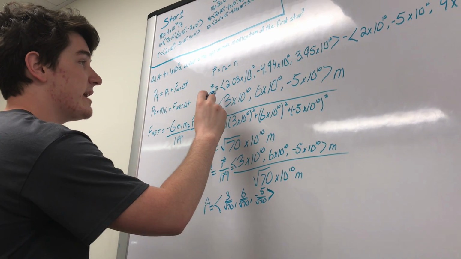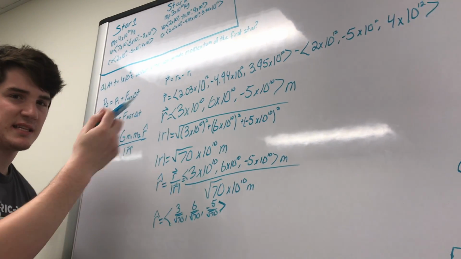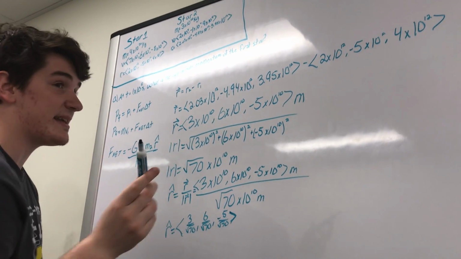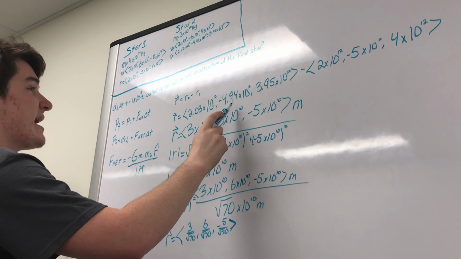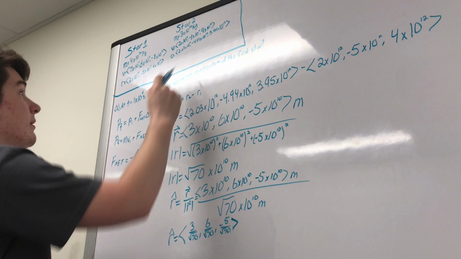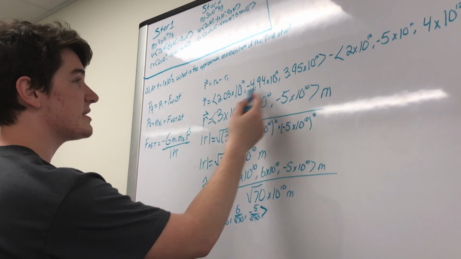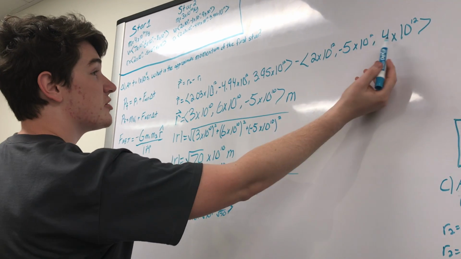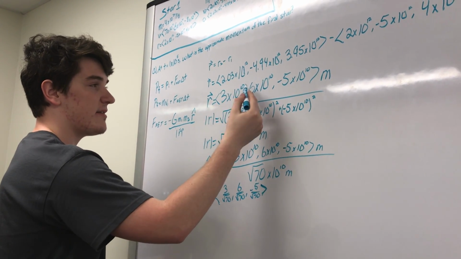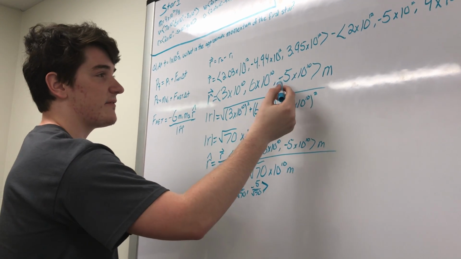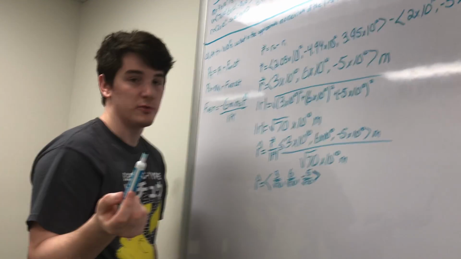So first we're going to get the position, or the distance between the two stars. That's the vector we're trying to get. So to get that, we're going to subtract the position of the first star from the position of the second star. So here we have the position of the second star minus the position of the first star, and that gives us this: 3 times 10 to the 10th, 6 times 10 to the 10th, negative 5 times 10 to the 10th meters. Now we want to find the magnitude of that.